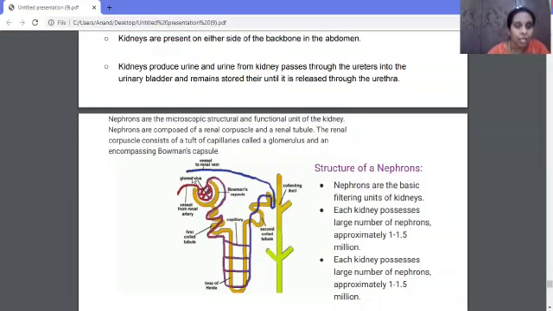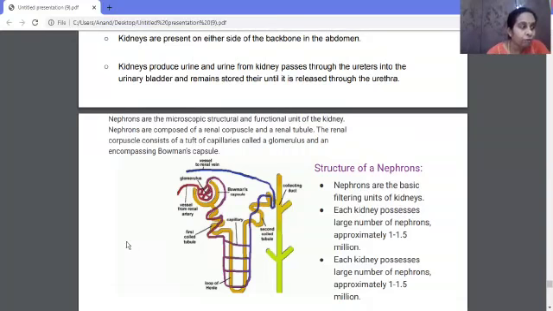These nephrons are also surrounded by blood capillaries and connective tissue. And remember, the nephron is the structural and functional unit of the kidney which helps in the formation of urine. So nephrons are present in both kidneys, and each kidney consists of 1 million nephrons. Now we'll see the structure of one nephron.